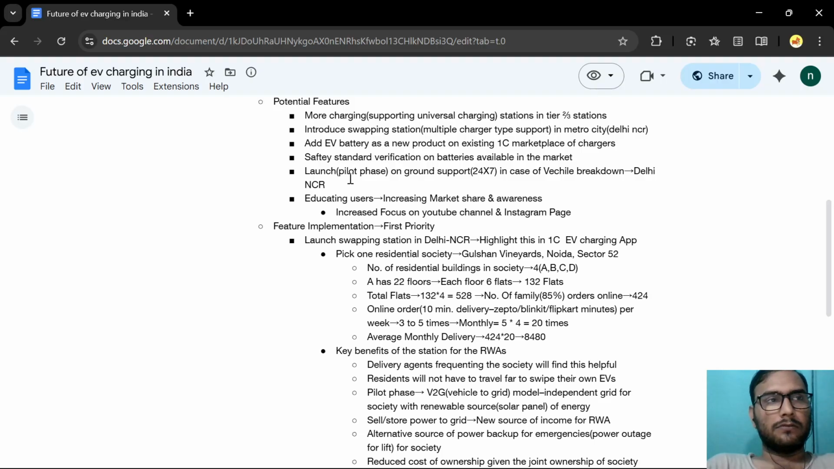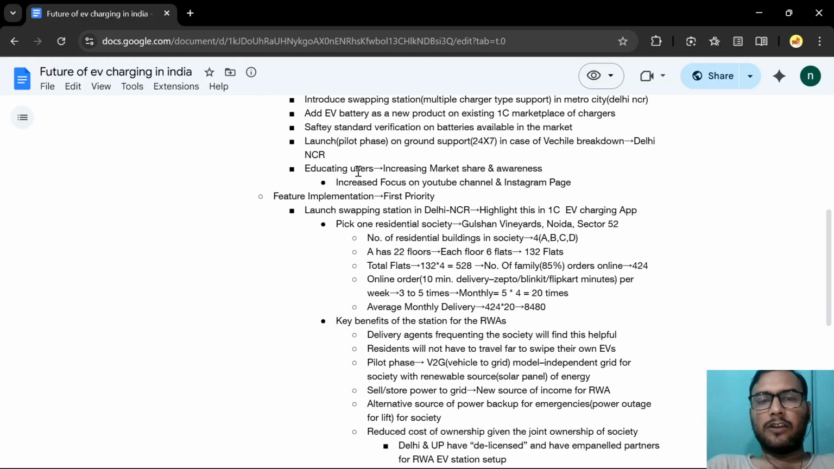We can launch a program, or we can do in-house safety testing of batteries that are available in the market, or of the products that we sell on our marketplace. And we can launch a pilot phase of on-ground support for vehicle breakdown.